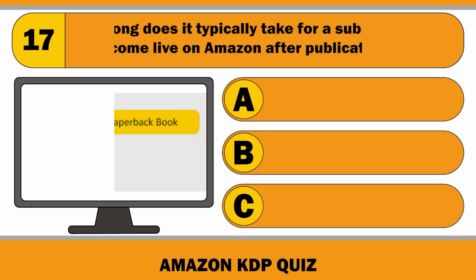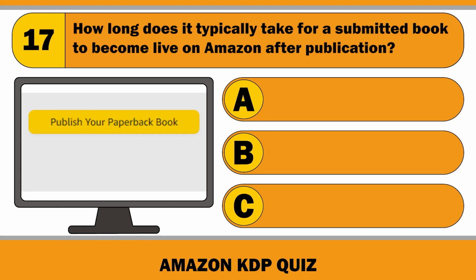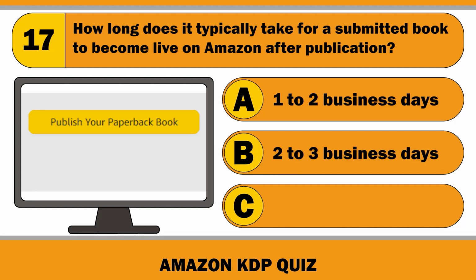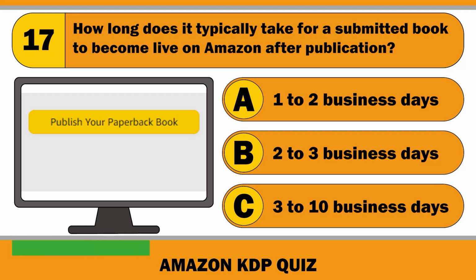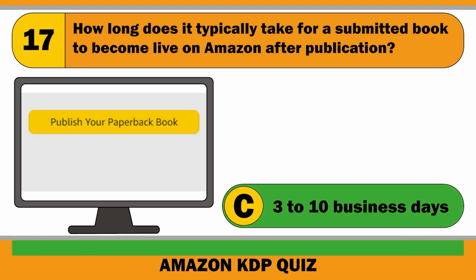How long does it typically take for a submitted book to become live on Amazon after publication? Does it take 1 to 2 business days, 2 to 3 business days, or 3 to 10 business days? The answer is 3 to 10 business days. The time it takes to publish depends on the book type.